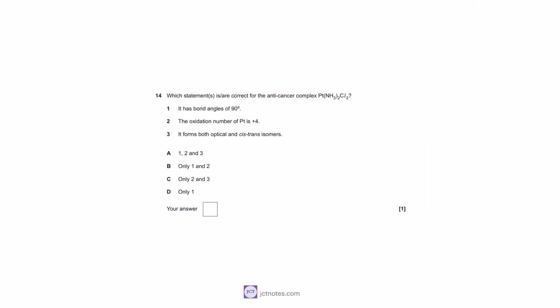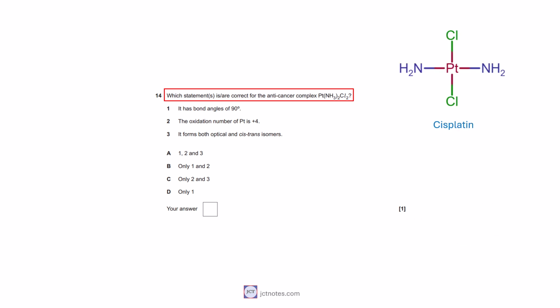In question 15, we have the molecular formula of a platinum complex and 3 different statements. We are asked which statement or statements are true. The molecule in question is cisplatin, which has a square planar structure. At the center of the complex is a platinum atom. 2 vertices of the square are occupied by chlorine atoms, while the other 2 vertices are occupied by ammonia molecules. This structure presents bond angles of 90 degrees, therefore 1 is correct.